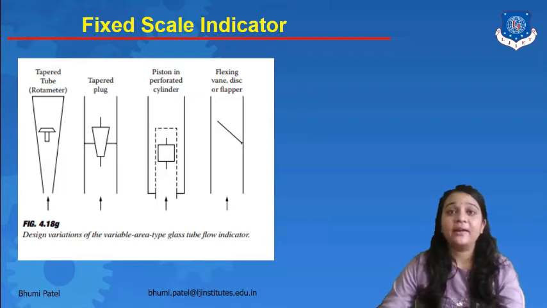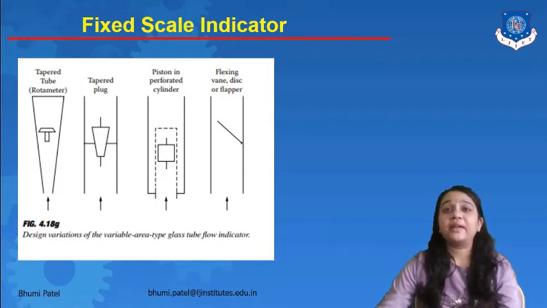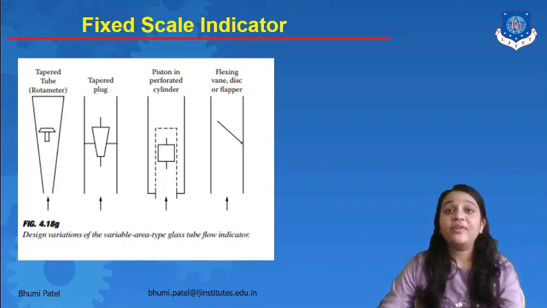Here you can see the first diagram is the tap the tab. It is generally used for the rotameter. The next one is the tap the plug. Whenever we use a plug in the mechanism, we can use this type of indicator. The third one is the piston in the perform cylinder. Whenever we deal with the piston and the cylinder, we can use this type of indicator. And the last one is the disc or the flapper nozzle type indicator.